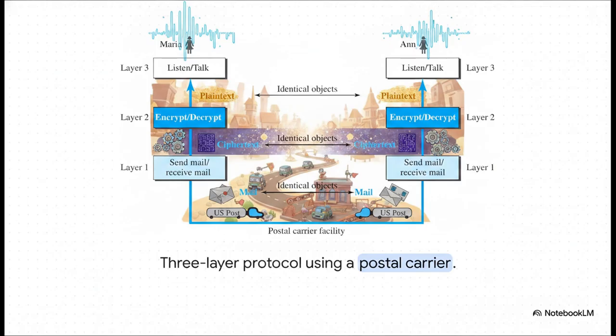Notice how at the top level, layer 3, Maria and Anne are still essentially doing the listening and talking part. They're generating the plain text message. But instead of the sound traveling directly through the air, that plain text drops down to layer 2, where an entirely new, distinct task happens, encrypting and decrypting. The plain text becomes ciphertext. Then it drops down again to layer 1, where it's placed into a physical mail envelope to actually be sent and received. Finally, the postal carrier facility physically moves the letter. So you see, the problem of distance is solved by breaking the communication down into highly specialized, layered tasks.